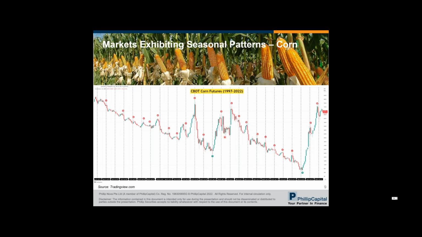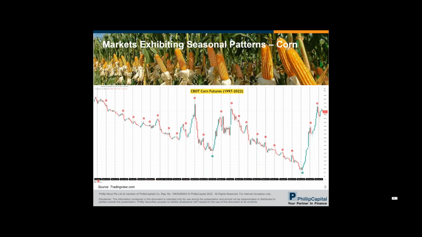However, we can clearly see from the chart of the CBOT corn below, from 1997 to the year 2022, that prices typically peak in June, plus minus 1 month, and corn prices would then trade lower over the next few months after that. For your reference, I have plotted on the chart the vertical dotted line on the June of every year.